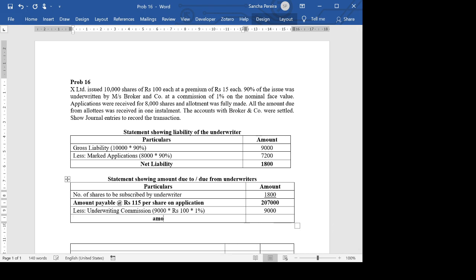So I will say amount due from underwriter, because there's nothing due to the underwriters. Normally, why we put due to, because there are some underwriters that have to be paid, and from some underwriters you receive. Now, in this case, it's the underwriter who's going to pay the company. So it's going to be 2,07,000 minus 9,000, which will be 1,98,000.